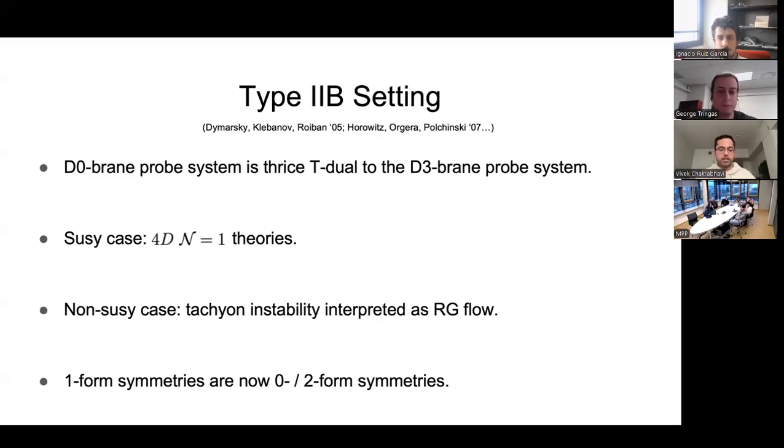So in the type IIB setting, the way to get to that is to note that the D0 brane probe system is thrice T-dual to the D3 brane probe system. In the supersymmetric setting, I'm constructing 4D N=1 theories, whereas in the non-supersymmetric cases, I'm just constructing some unstable 4D theory. However, I don't have time scales anymore. I have some scale dependence. So the tachyon instability is interpreted as some sort of RG flow from UV scales to IR scales. And the last thing to note is that I don't have one-form symmetries anymore. I now have 0 or 2-form symmetries.